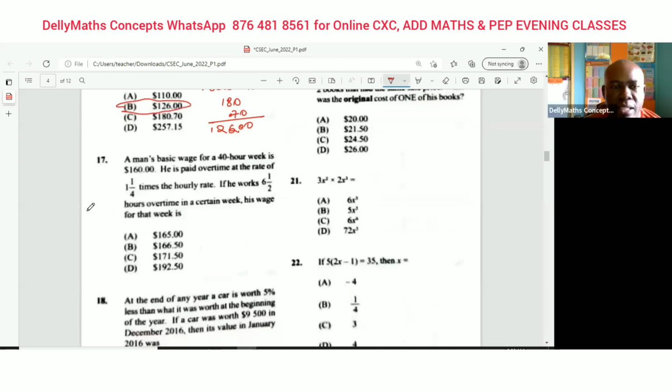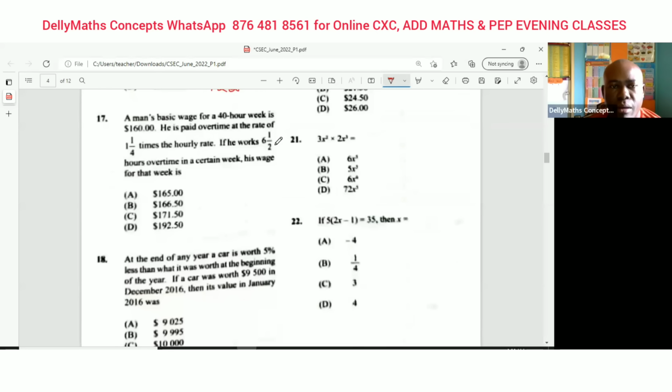All right, a man's basic salary is a basic weekly wage. The basic wage is for a 40-hour week, $160. Overtime is time and a quarter, and you work that on overtime. Calculate the amount of money he's going to take home for that week. First, I need to know what is the regular, we call it basic rate. So the basic rate is going to be the 160 divided by the 40. So he's making $4 per hour.